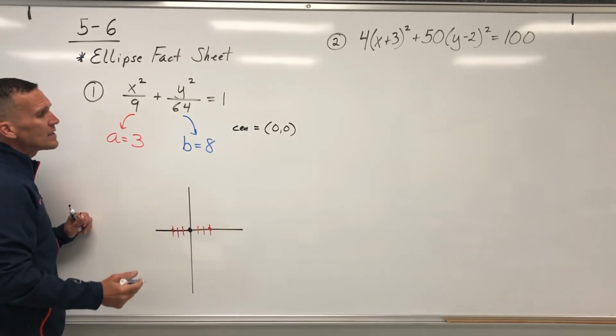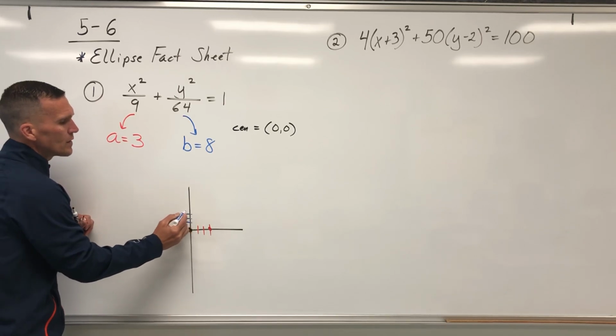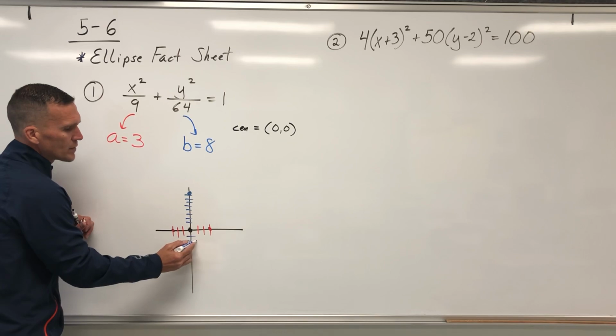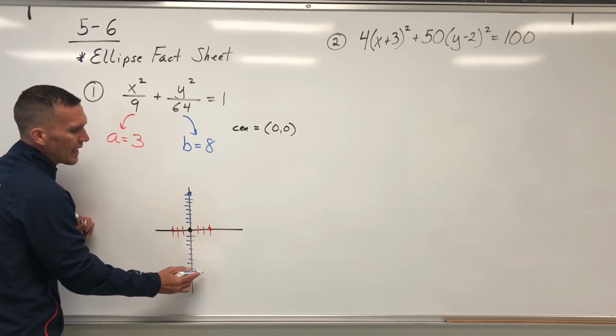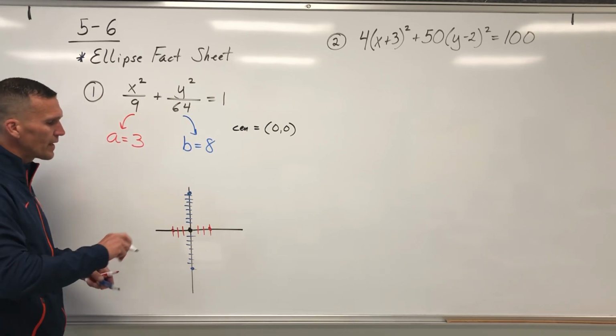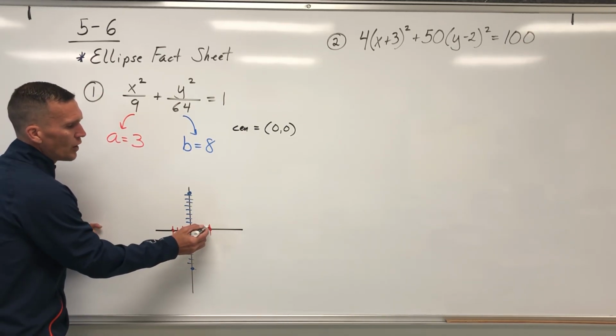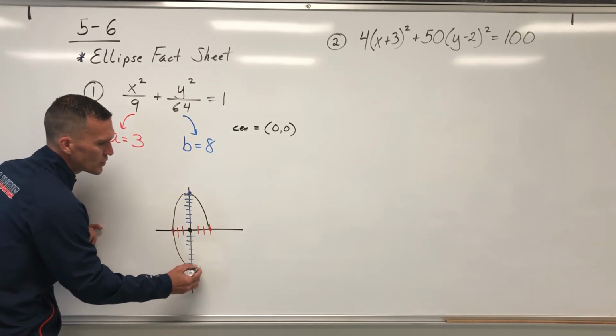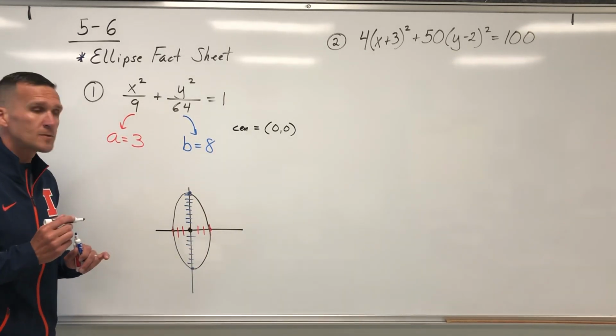So I will go 8 spaces up, 1, 2, 3, 4, 5, 6, 7, 8, and put a dot. 8 spaces down, 1, 2, 3, 4, 5, 6, 7, 8, put a dot, and that's the vertex of my major axis now that I know that. And I could connect all 4 vertices with this nice, smooth, oval-shaped thing called an ellipse.